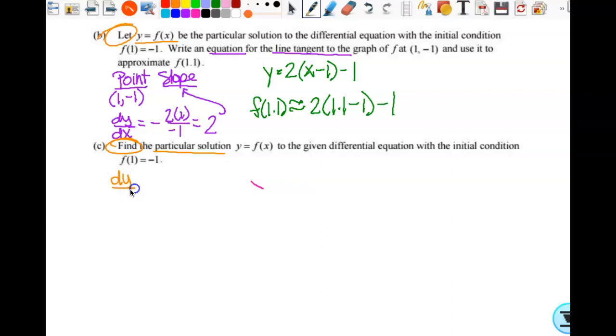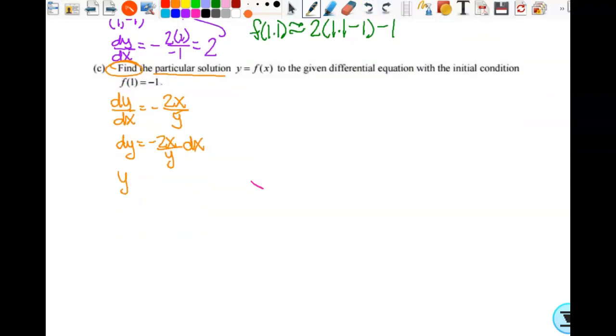Now we need to, so I'm going to rewrite it. I'm going to write dy dx equals negative 2x over y, since I can't see it up there. So what do I do next here? Move the dx, so I'm going to get dy equals negative 2x over y times dx. Then I can multiply by y, so y times dy equals negative 2x dx.